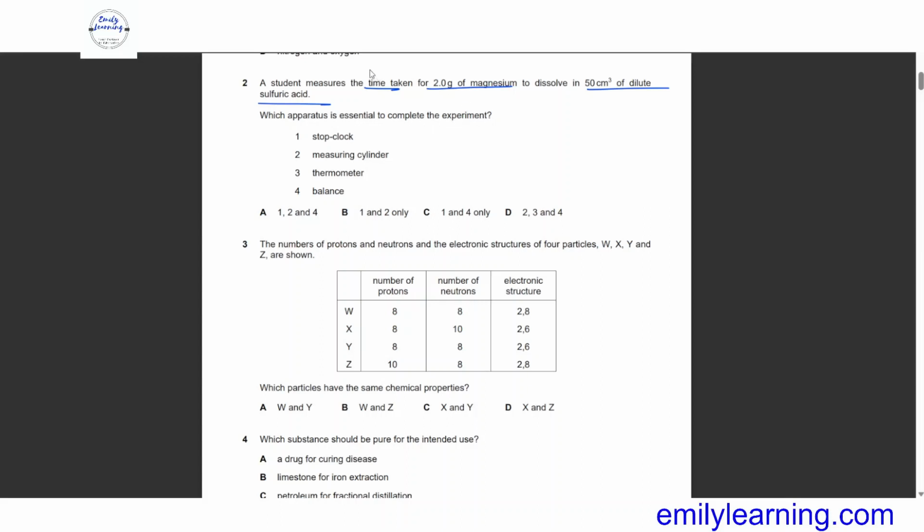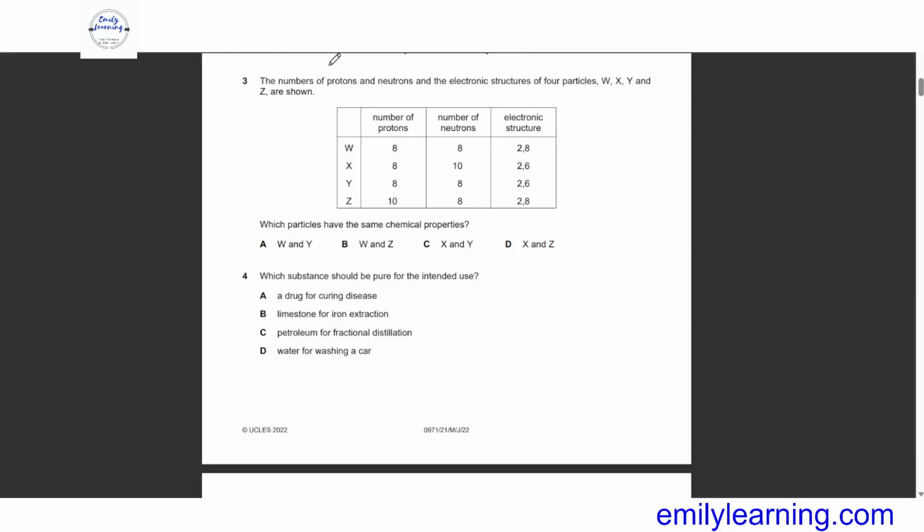Because the student is interested in time, he or she will need a stopwatch. And the student needs 2 grams of magnesium. To measure 2 grams, which is mass, you need a balance. Next, he or she also needs to measure 50 cm³ of dilute sulfuric acid. To measure volume, you'll need a measuring cylinder. So the apparatus needed will be stopwatch, measuring cylinder, and balance: 1, 2, and 4, which is A. Okay, so the answer for 2 is A.